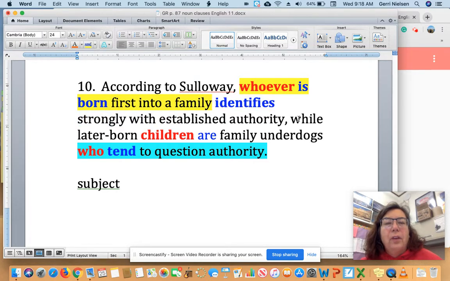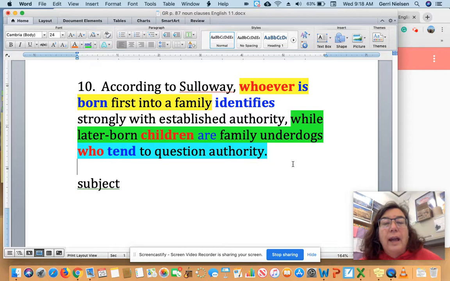And then you have another clause here. While later born children are family underdogs. That is a different kind of clause there. That one is actually an adverb clause. It is telling you while or how someone born first into a family identifies. So it does start with while, which is one of our WH words. There is a subject, there is a verb, so it is a dependent clause, but it's not a noun. It's not a person, place, thing, or idea. It's a describing clause. It describes how or why someone born first into a family identifies. They identify while later born children are underdogs.